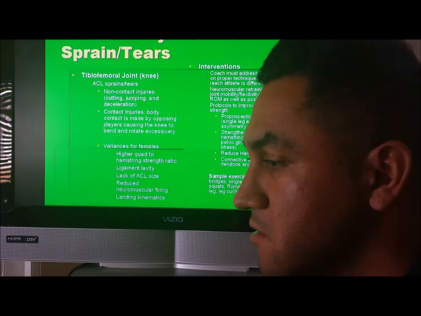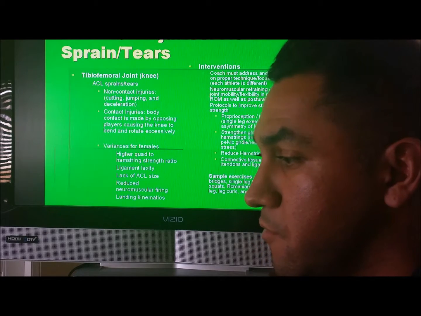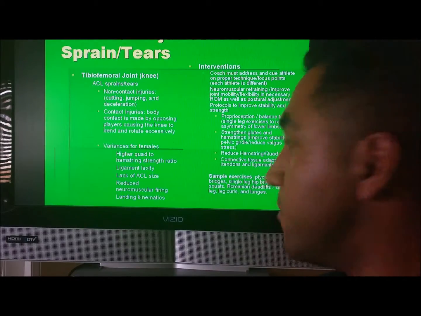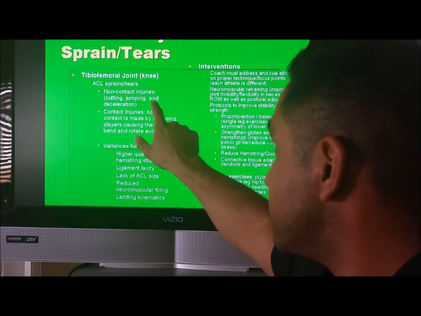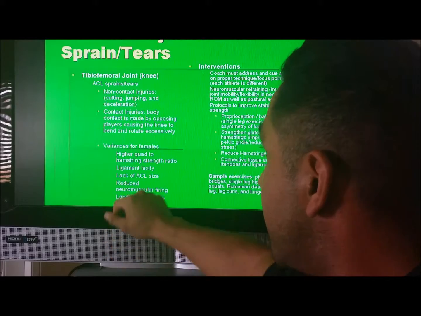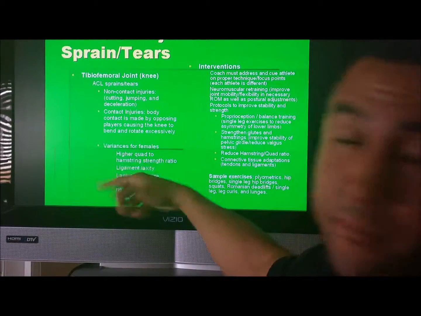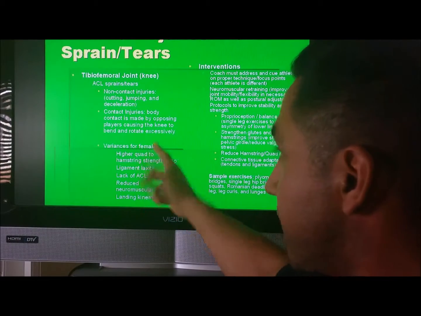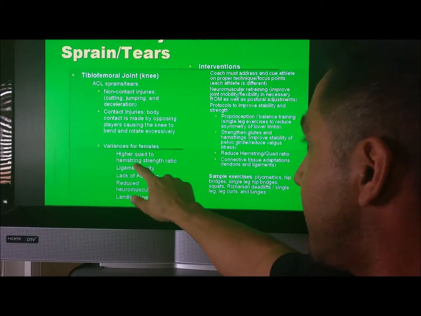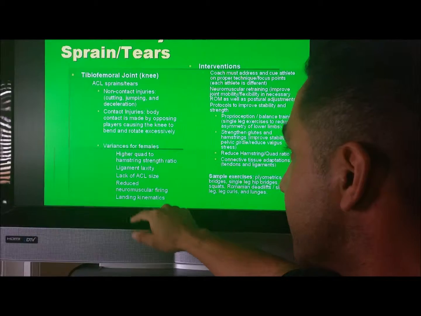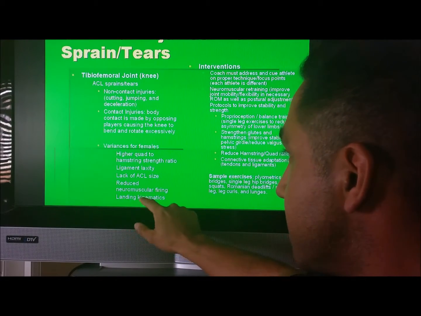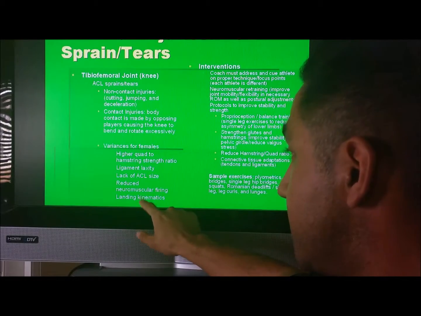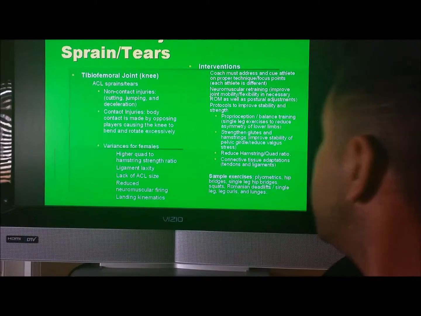Like I said, ACL sprains at the knee joint, tibiofemoral joint, due to non-contact or contact injuries. As we can see here, non-contact: cutting, jumping, deceleration. Contact injuries: body contact is made by opposing players, causing the knee to bend or rotate excessively. Variances, like we said, higher quad to hamstring ratios, ligament laxity, ACL size, minimal neuromuscular firing, and then landing kinematics.